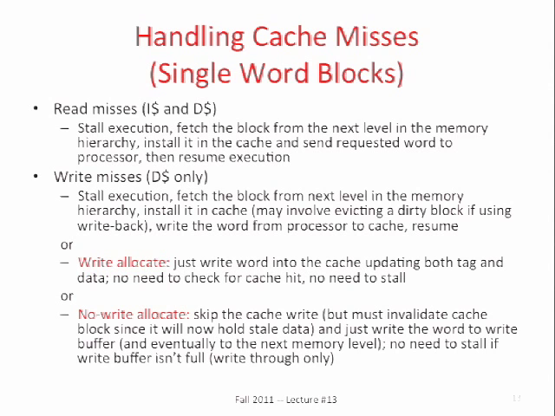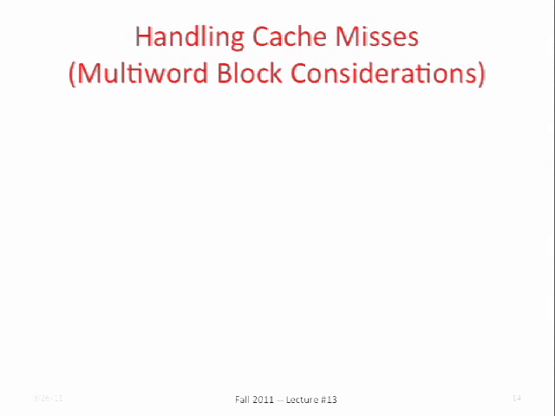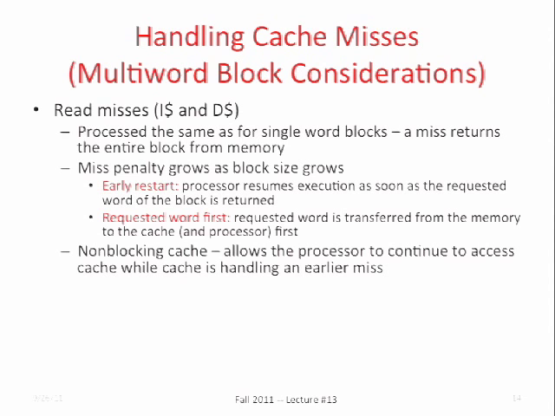For a multi-word block, it gets slightly more complicated because it takes a while, as we were talking about earlier, to read in multiple words from the next level. So when you miss on a multi-word cache, you have to go get that entire block. Then there's a question of whether you can start processing as soon as the word you're waiting for comes in, or whether you have to wait for the whole thing. Some systems are smart enough to send the word that you actually requested before the rest of them. And then there's something called a non-blocking cache that lets you handle one request while you're doing other things in the cache, so you don't have to do just one thing at a time.